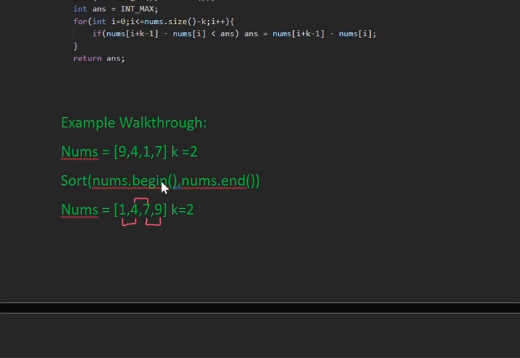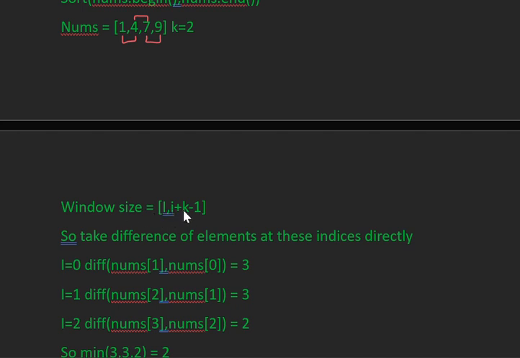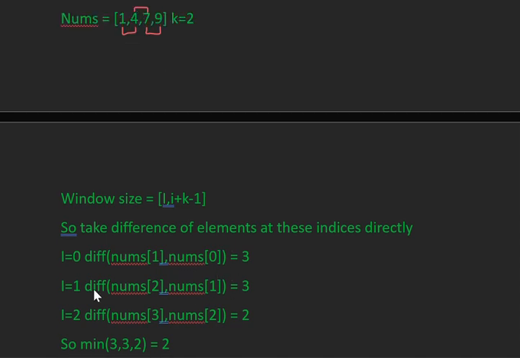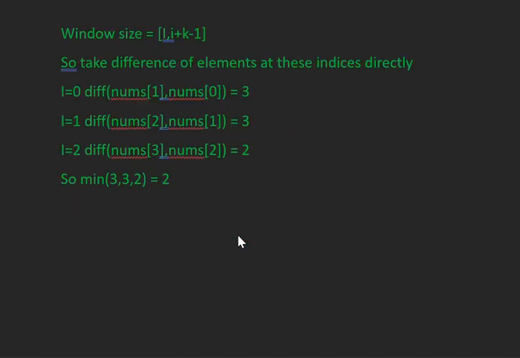Suppose we have [9,4,1,7] and k is equal to 2, so after sorting it will become [1,4,7,9] and k is equal to 2. So the window is from i to i + k - 1. Suppose i is equal to 0, meaning our element is at 1, so 0 + 2 - 1 is 1. So the difference of nums[1] and nums[0], that is 4 - 1, is 3. Then we move to i equal to 1, the difference of 7 and 4 is also 3. Move to the next pointer, that is i equal to 2, the difference of 9 and 7 is 2. So if you see, the overall minimum is 2.